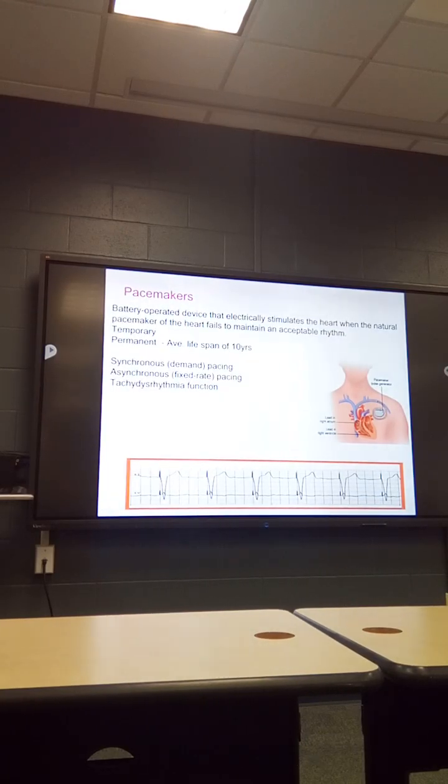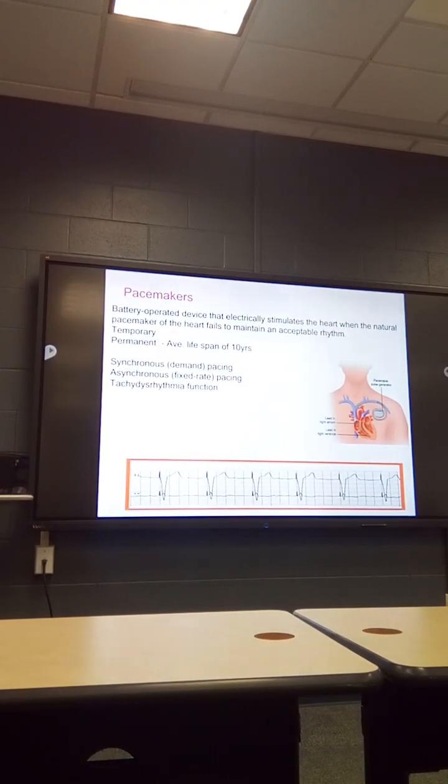But there are two types of settings on the pacemaker: synchronous, which is demand pacing, or asynchronous, which is a fixed rate. If it's demand pacing, if your heart is doing what it should, and then there's a pause, your pacemaker is going to go, oh, we're not doing what we should, so we'll throw a shock for you to have a contraction. So that's an on-demand pacemaker. If it's a fixed rate, they can set that pacemaker at like 60 beats per minute, and that's what that pacer is going to do.